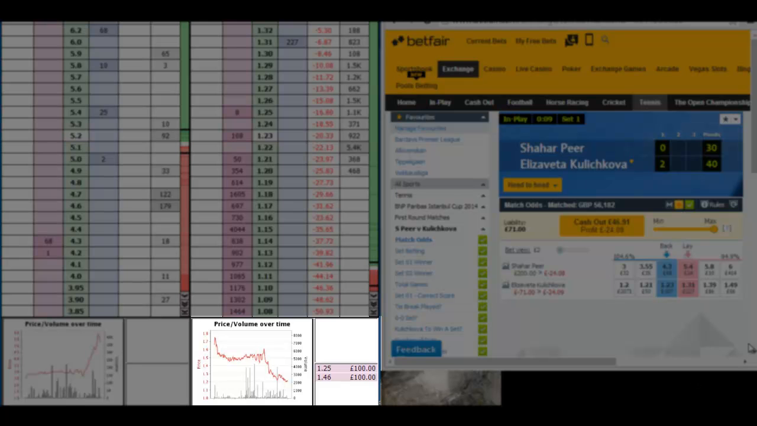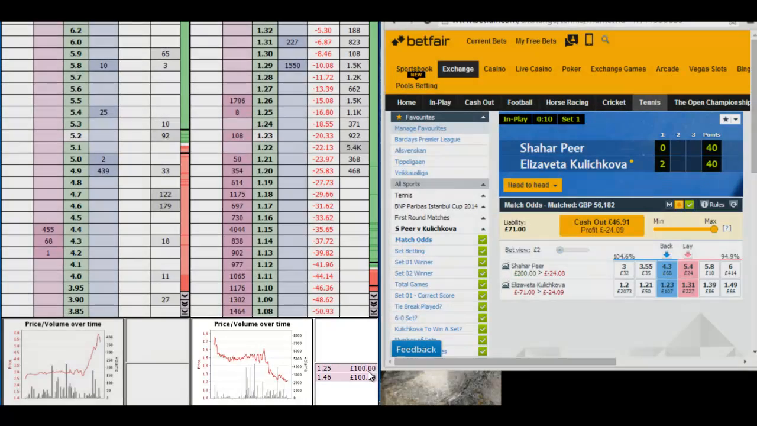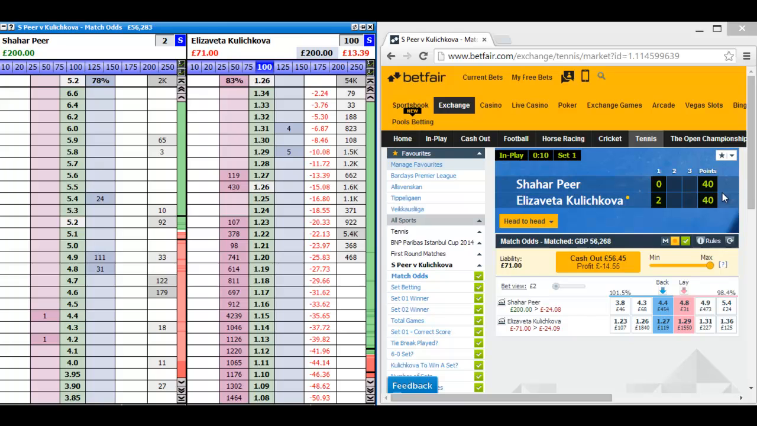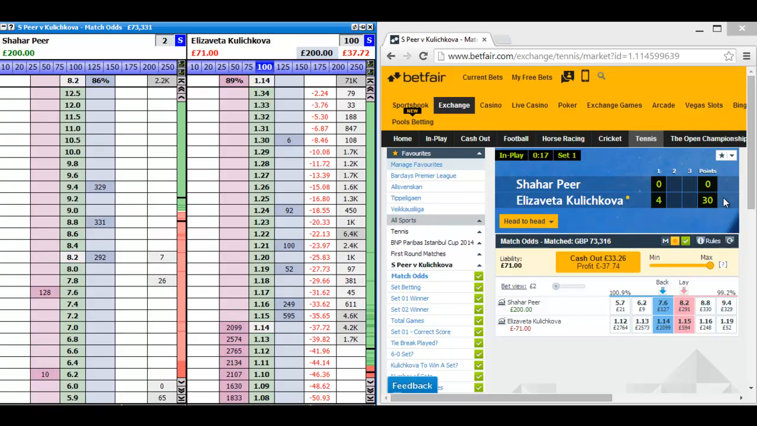So we're really hoping that Peer will get back into the game at some point. And there's confirmation of the 2 lays for £100 we've done at 1.46, and after the break of serve we laid again at 1.25. It's not exactly going our way. Kulichkova has gone into a 3-0 lead. She's held her own serve twice, and she's broken Peer's serve once, and she's done it again. So she's gone into a 4-0 lead.